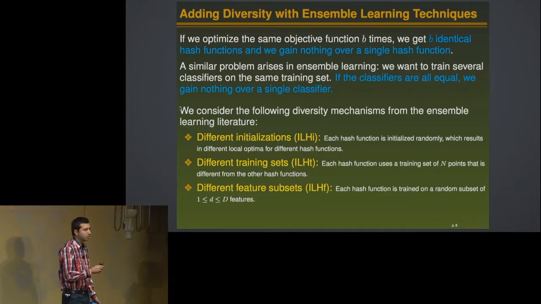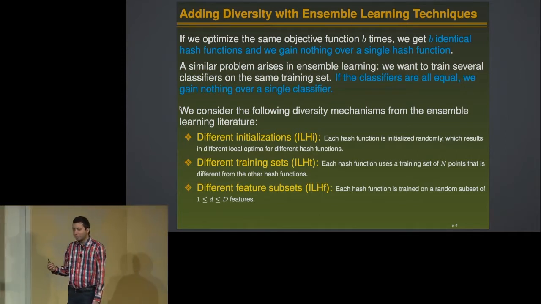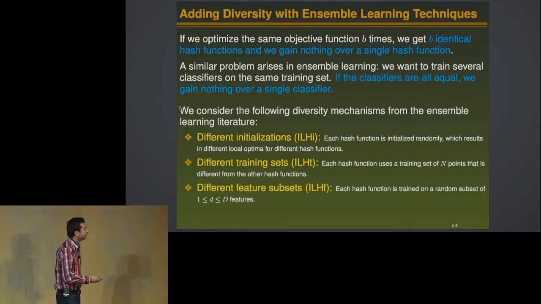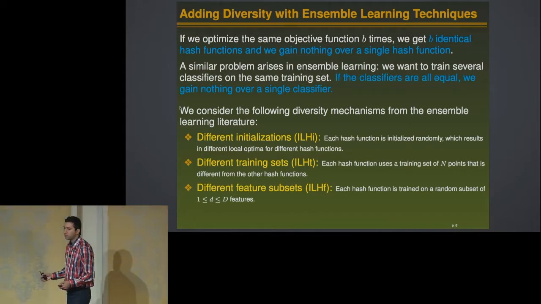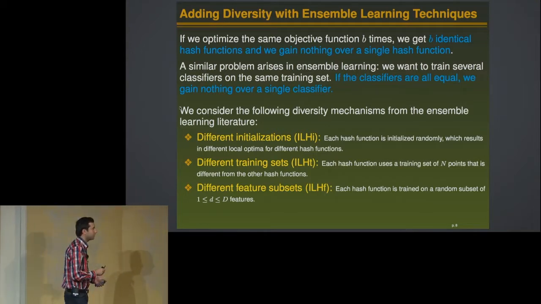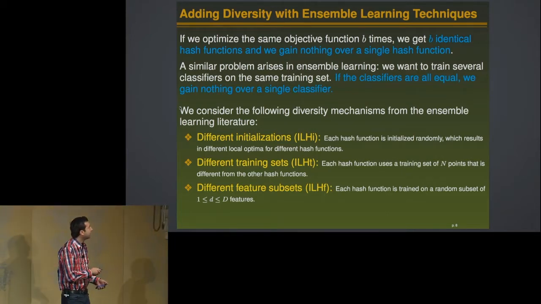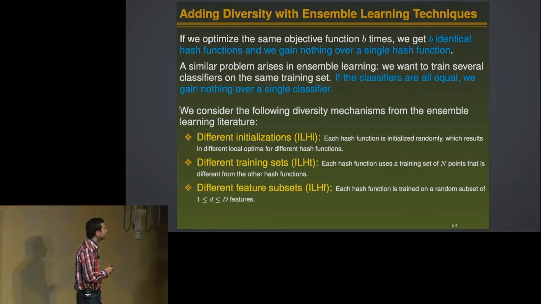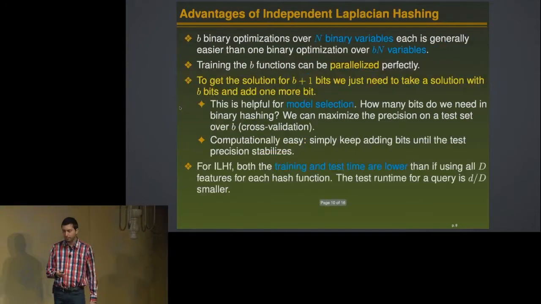Different initialization: we initialize each hash function from a random point, and then we can end up in different local optima. Different training set: each hash function can be trained on a different training set. And different feature subsets: each hash function is trained on a random subset of features. So if we use these techniques, we can ensure that the objective functions are going to be diverse, not the same. And in our experiments, we call the different initialization method ILHI, ILHT for different training set, and ILHF for different features.